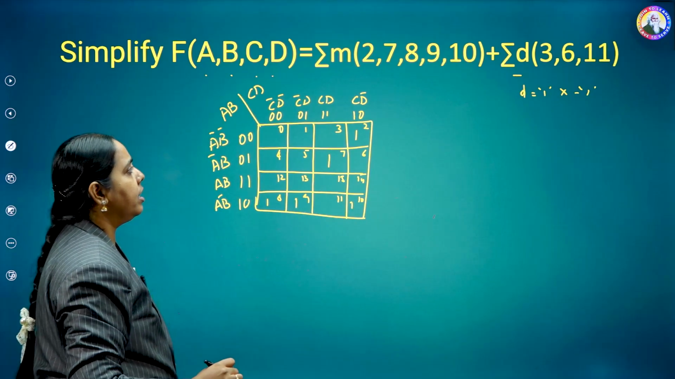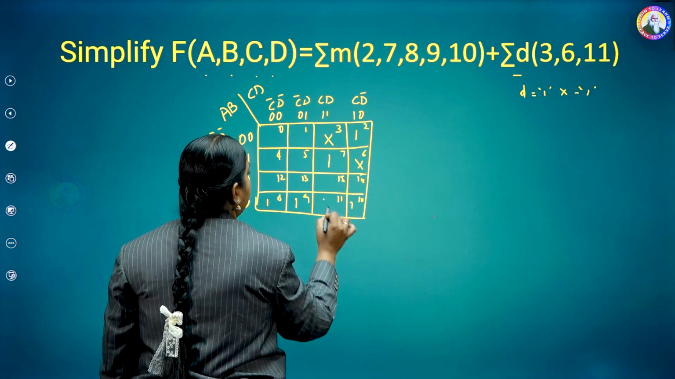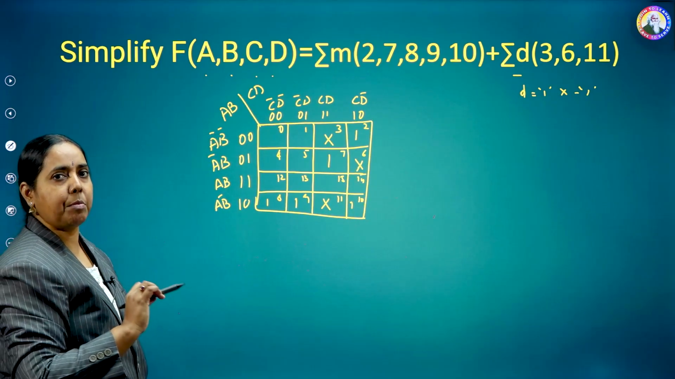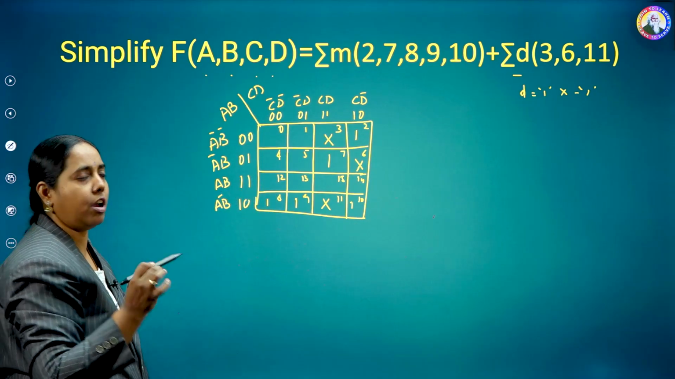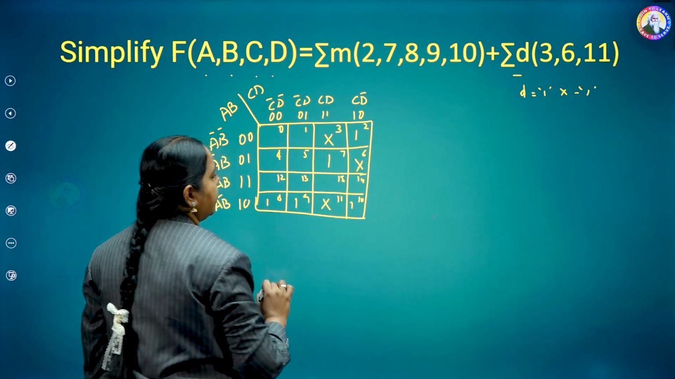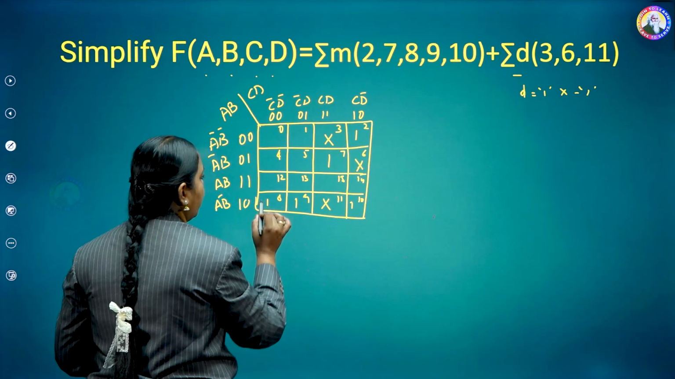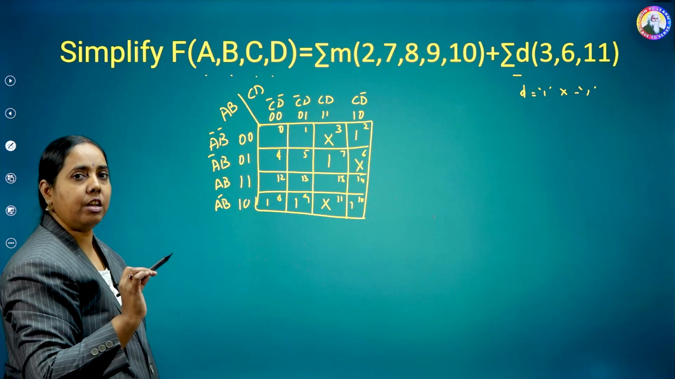So what are the don't care terms given? 3, 6, 11. The don't cares will be mentioned in the K-map with the representation of a cross mark. So this is the representation. Now I have the terms like this. Now I need to group. Whenever the don't care is considered as one, I need to include it in the grouping.